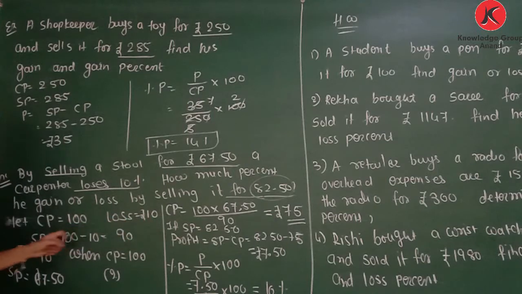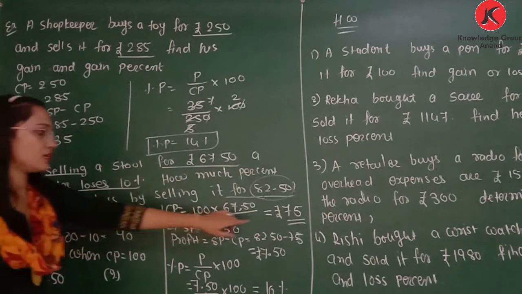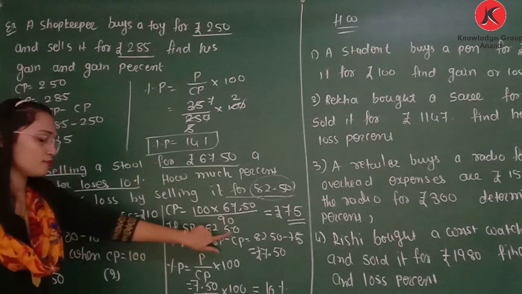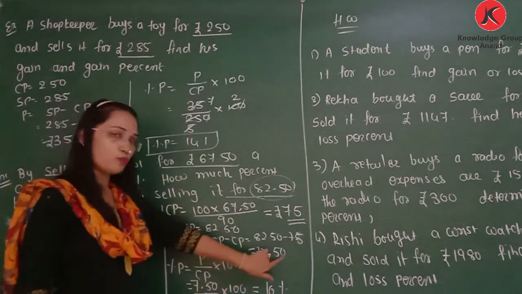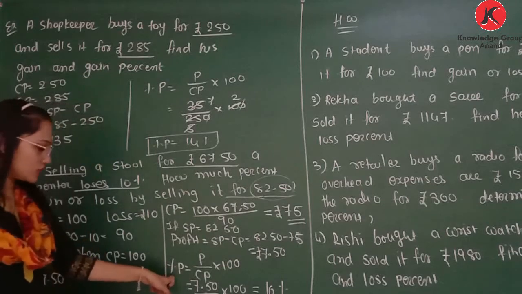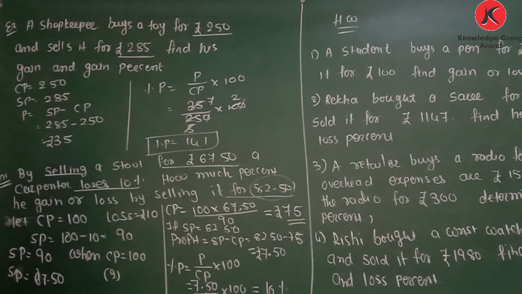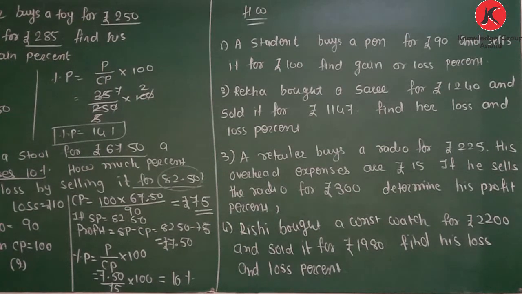loss is 10 rupees. So when loss is 10 rupees, selling price is 90. So we write selling price is 90 when the CP is 100, but our selling price is 67.50. So what is the cost price? Now by cross multiplication we get cost price 75 rupees. Now we have cost price 75, selling price 82.50, so that is a profit. Profit is 7.50, and we use the equation to find the percentage profit and get 10%. Now here some examples are given that you need to solve in homework to find profit or loss.